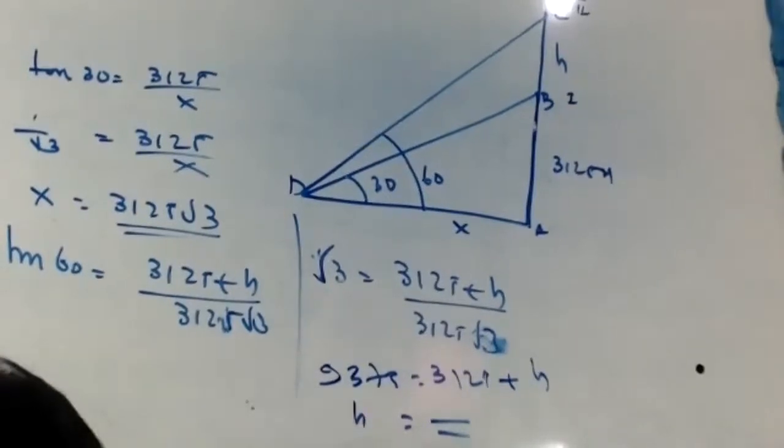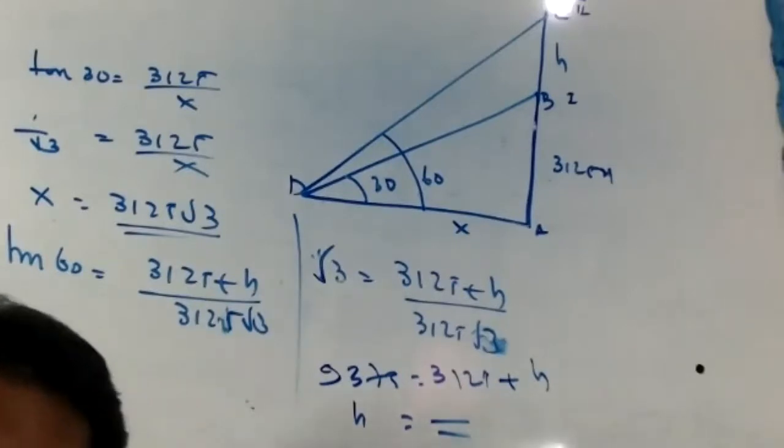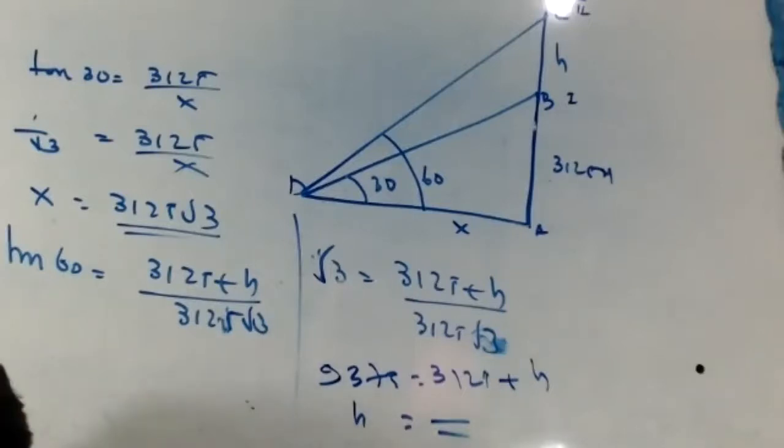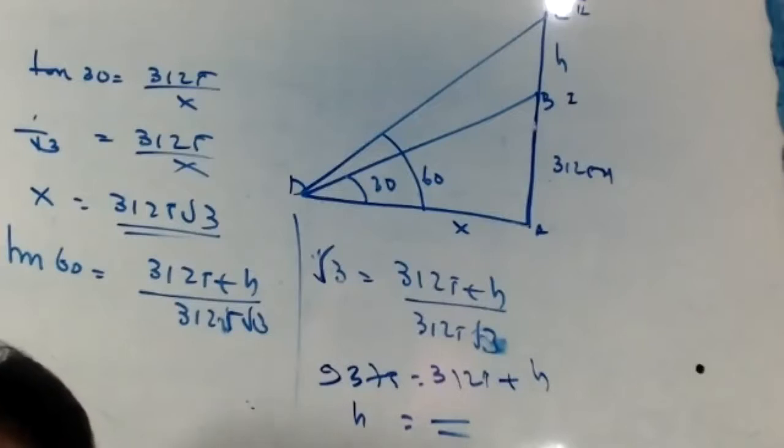Okay, so next question now. Right. Two poles of equal heights.